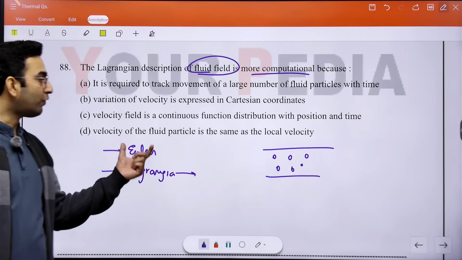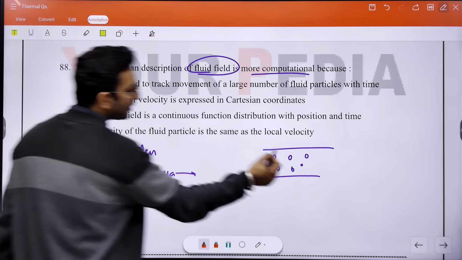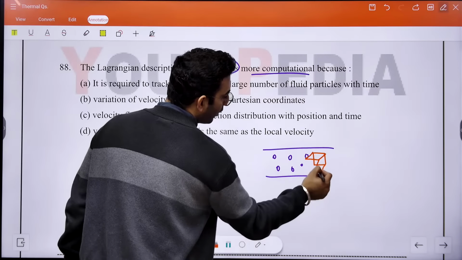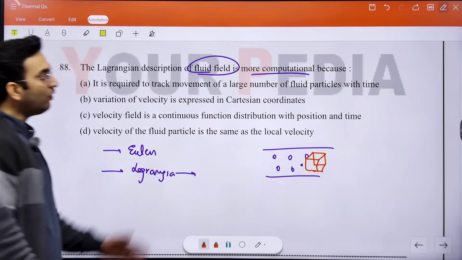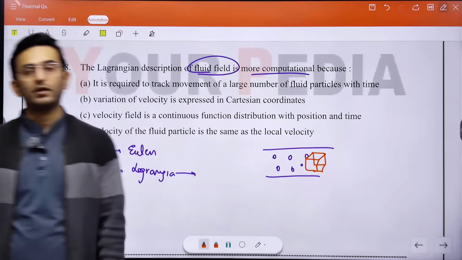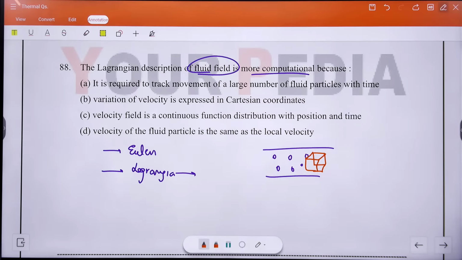But if we go for the Eulerian approach, what does the Eulerian approach do? The Eulerian approach simply defines a control volume like this one here. The control volume is defined in this way. Now, with which property the fluid is entering and with which property the fluid is exiting, that becomes a part of the Eulerian approach. Okay, remember this condition.